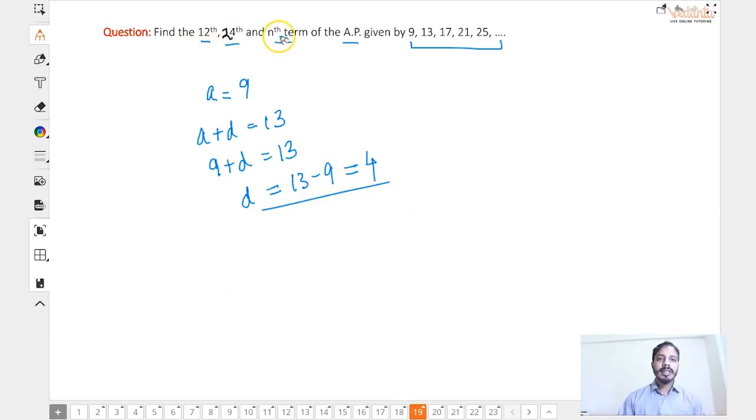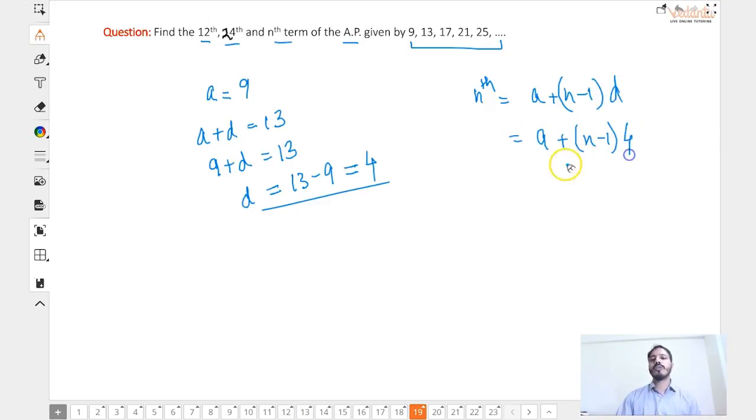Now they are asking to find the nth term. So the nth term will be a plus (n minus 1) d, that is 9 plus (n minus 1) times 4. So this is simple. Now, rest for the 12th term.